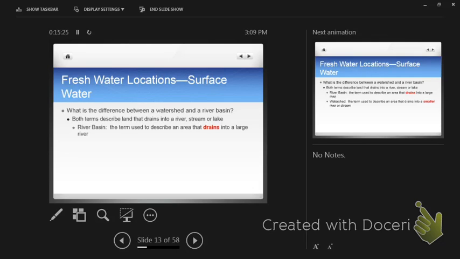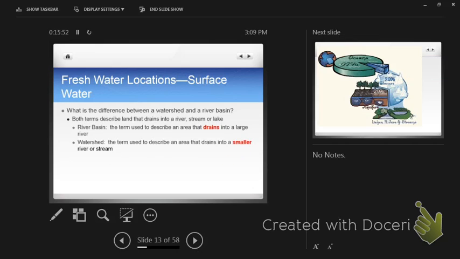And we're going to start with two terms called watershed and river basin, and they're very similar. Both of them are describing land. And when water runs off the land, where does it drain into? Does it drain into a river? Does it drain into a stream or creek? Does it drain into a lake? When we use the term river basin, we're talking about a large area that drains into a major river. When we're talking about a watershed, we're talking about a smaller amount of land that drains into a smaller river or stream.